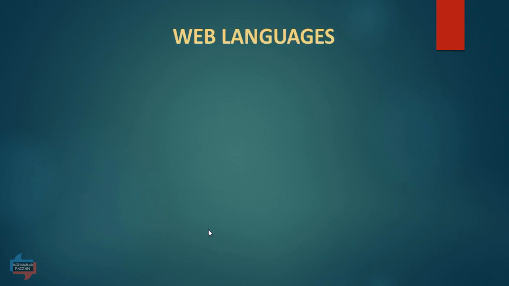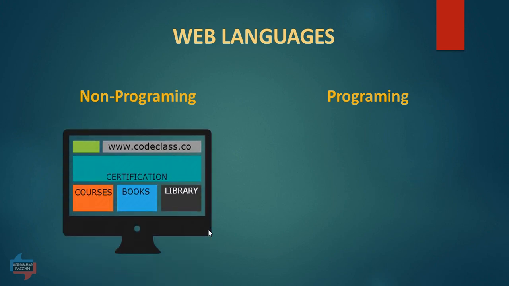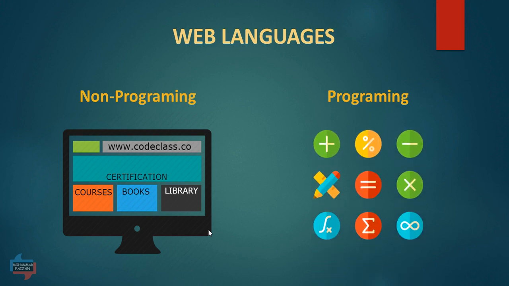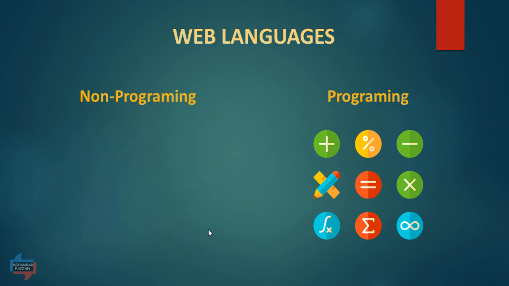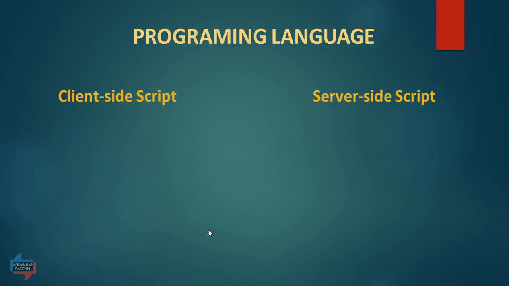When we design and develop a website, we use web languages. Web languages can be divided in two parts, non-programming and programming. By the use of non-programming language, we create a structure of web page and style. But by the use of programming language, we perform mathematical operations on the web page. According to the role of programming language, we can divide it in two parts: client-side script and server-side script.